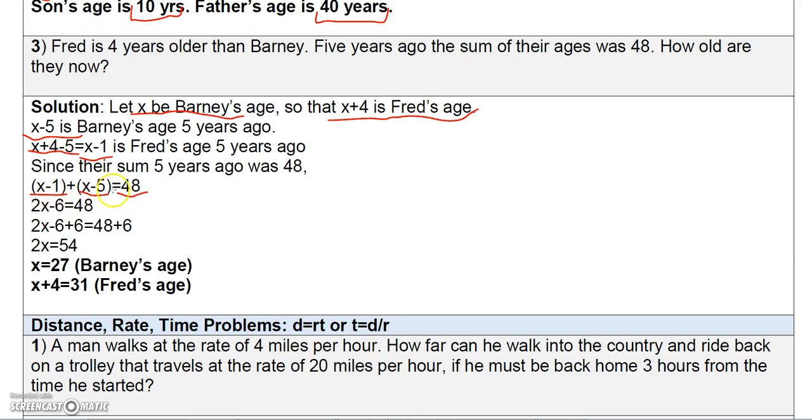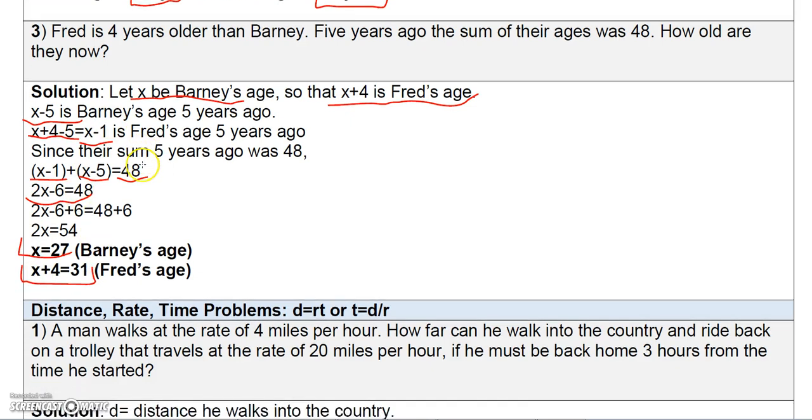And so if you add these together, you get 2X minus 6 equals 48. And then you just add 6 to both sides, and you get 2X equals 54. Then if you divide both sides by 2, you get X equal 27 for Barney's age, and X plus 4 equals 31 for Fred's age.